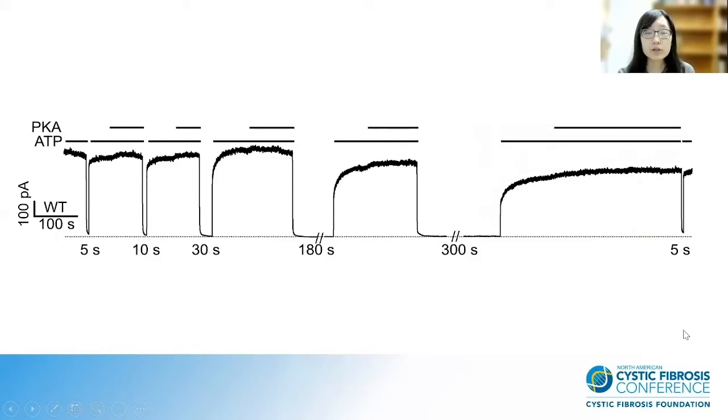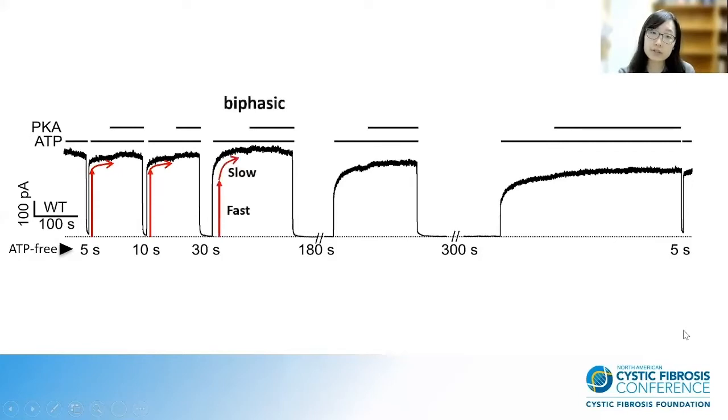Here are wild-type channels. We remove ATP for increasingly longer durations and see how the currents recover. First, following a 5-second ATP washout, nearly all currents come back to the steady state immediately when ATP is back. Similar fast response after 10-second washout. However, at 30 seconds, you start to see a clear biphasic response. This second slow phase becomes larger when ATP is absent for much longer.